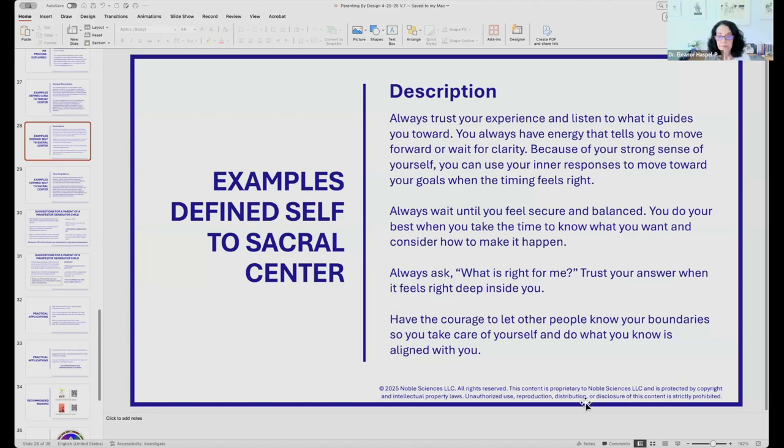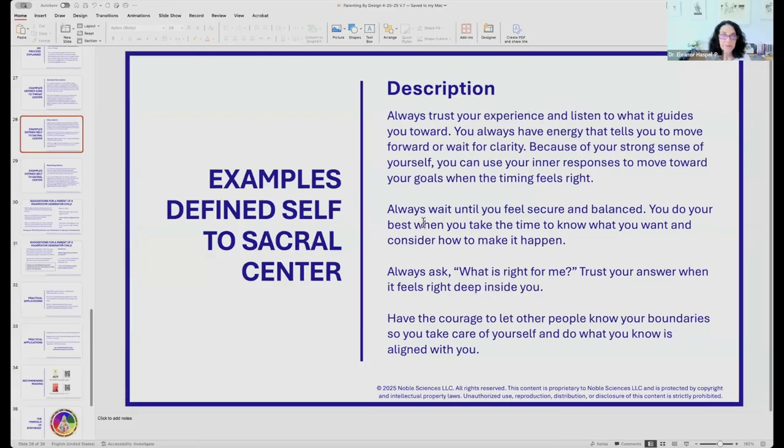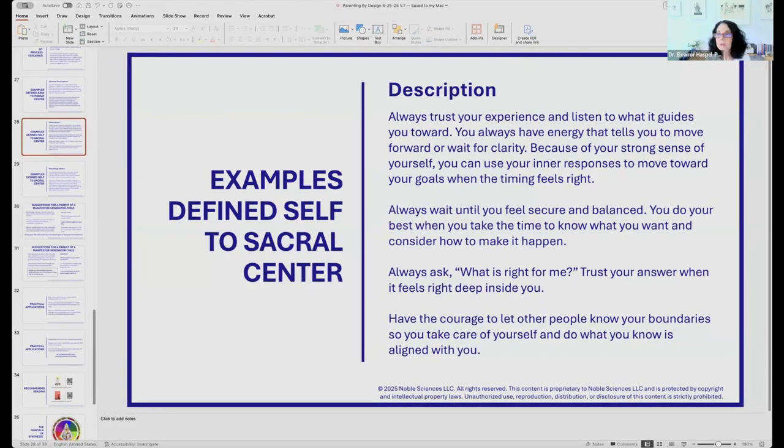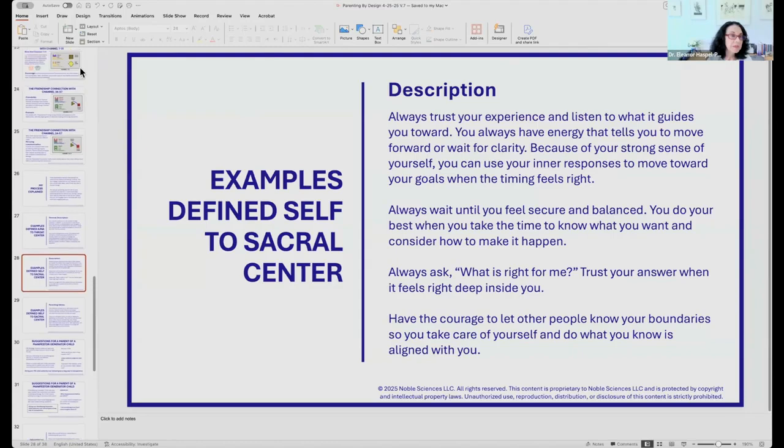So I'll share my screen, I'll share my PowerPoint, and we'll get started with the presentation. Share my screen. Okay. Let's see. I'm not able to see. Okay. So, whoops, I need to go back.